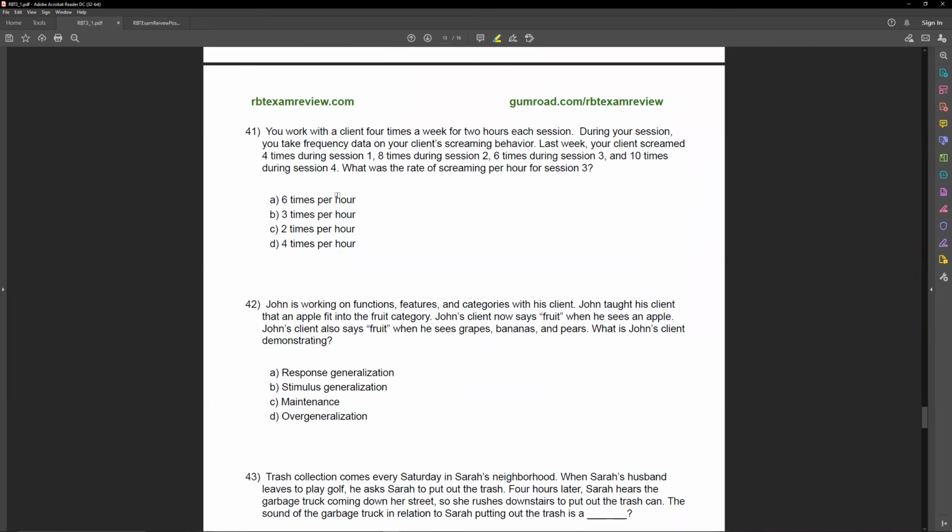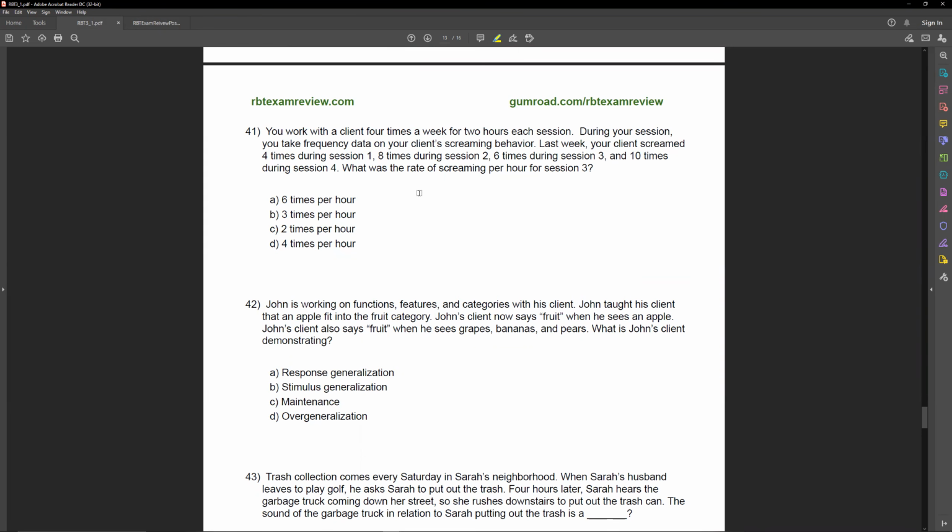So, 41. You work with the client 4 times a week for 2 hours each session. During your session, you take frequency data on your client's screaming behavior. Last week, your client screamed 4 times during session 1, 8 times during session 2, 6 times during session 3, and 10 times during session 4. What was the rate of screaming per hour for session 3?